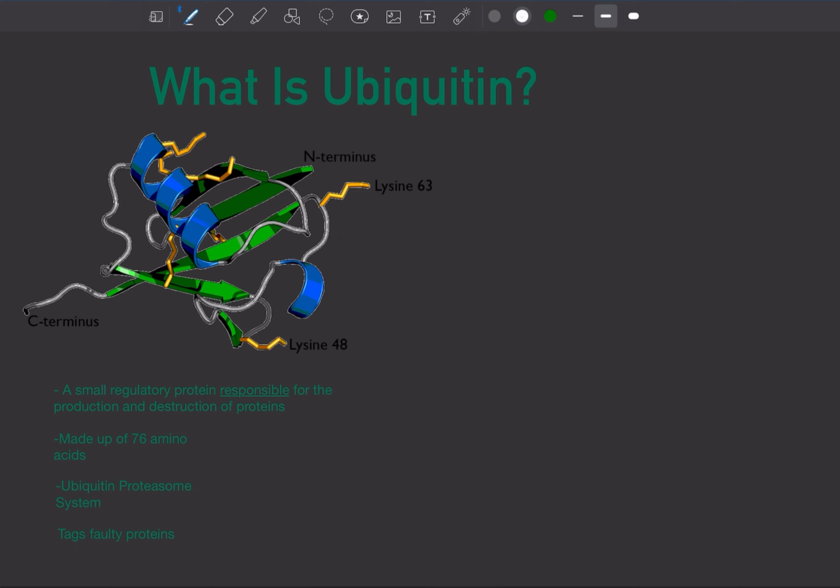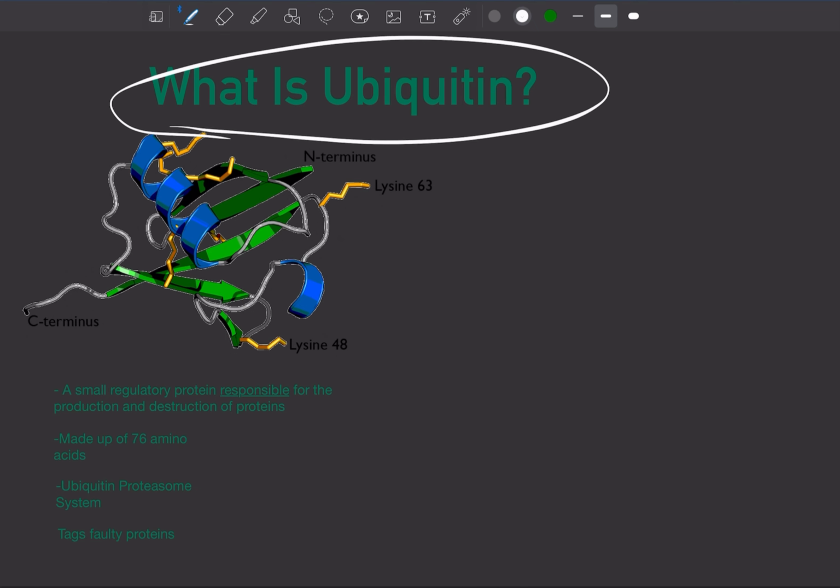So I have up here, it says, what is ubiquitin? Here's a bit more about it. It's a small regulatory protein responsible for the production and destruction of proteins. When I say regulatory protein, it means it regulates. It really is like the fashion police. It regulates protein production and destruction.